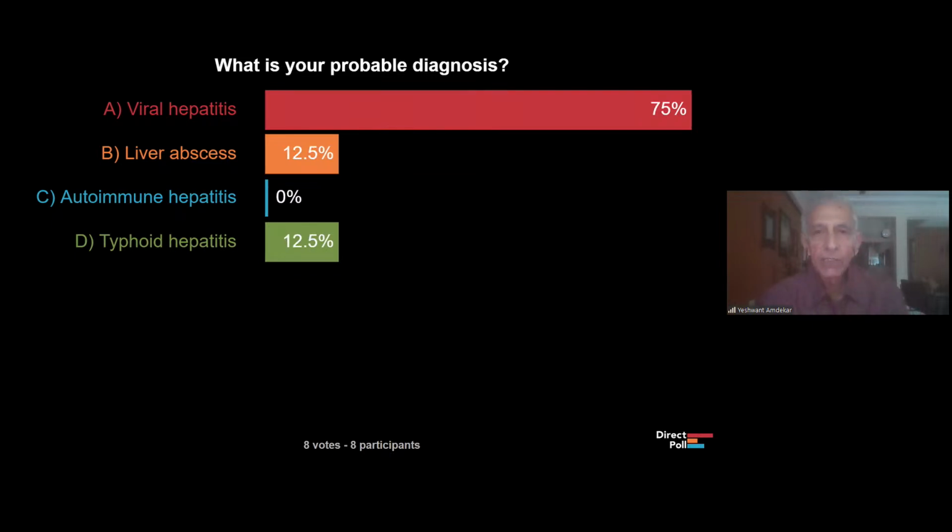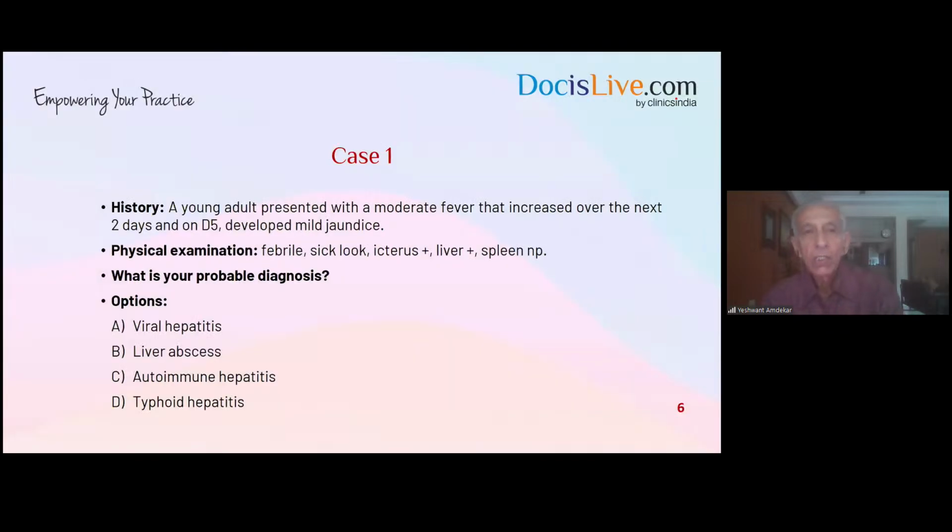Good. Can I have the slide back? Well, most of you have voted for viral hepatitis, though few have voted for other choices as well. What is more important is take a note of the details of the history. This child has a moderate fever which is getting worse, but the jaundice has appeared on day 5.